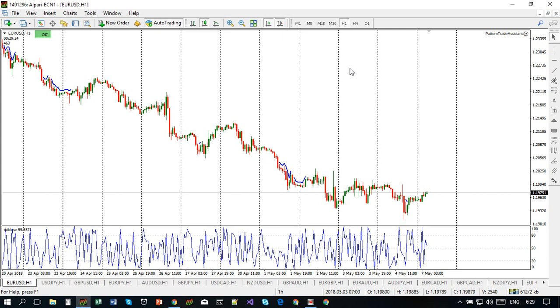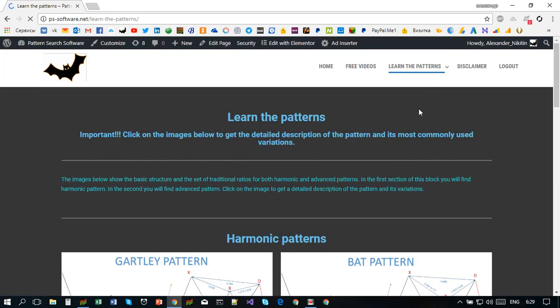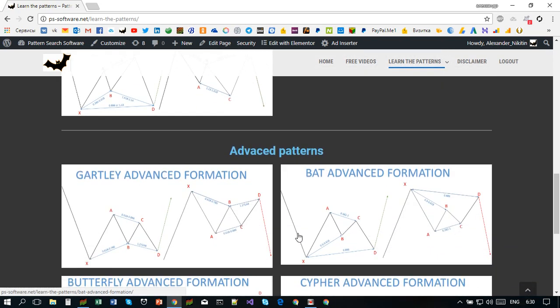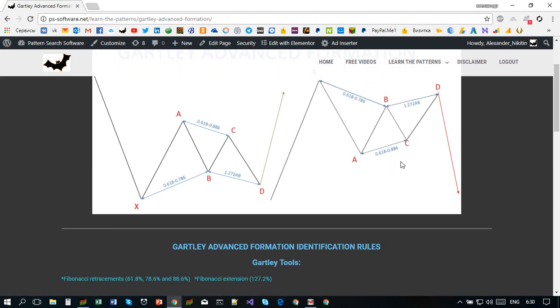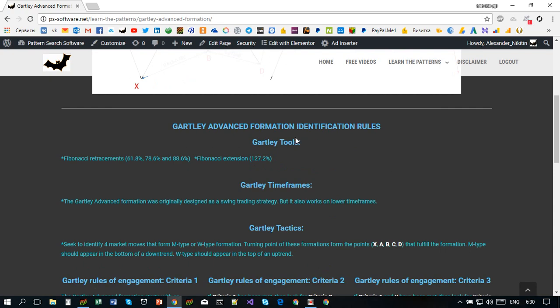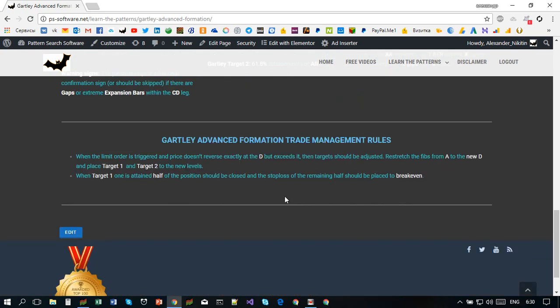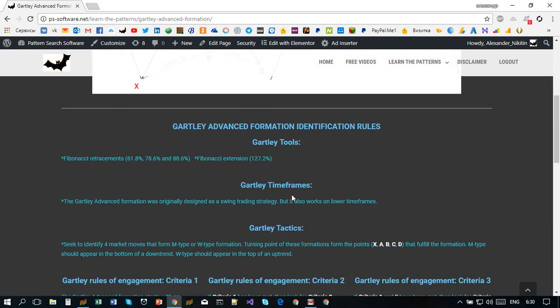If you don't know what these patterns are, go to my website www.ps-software.net, click this Learn the Patterns tab. Here it is. Wait until the page loads and choose the pattern you are interested in. Simply click on, let's say, Gartley Advanced Formation. You will have the diagram, how it looks. Then you will have the identification rules, the execution rules, and the trade management rules. All three are very important.